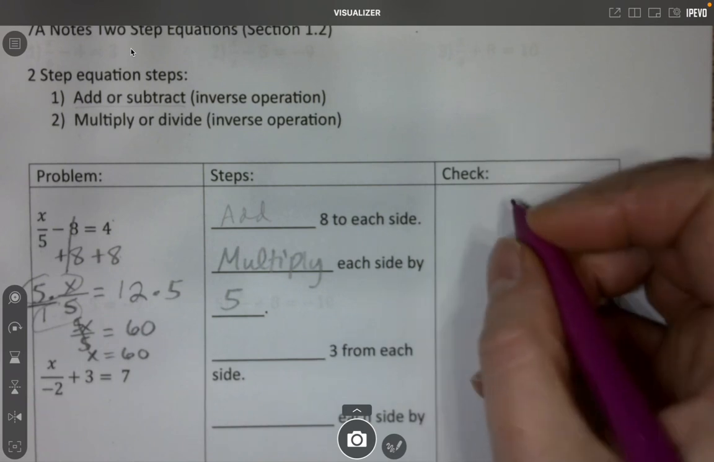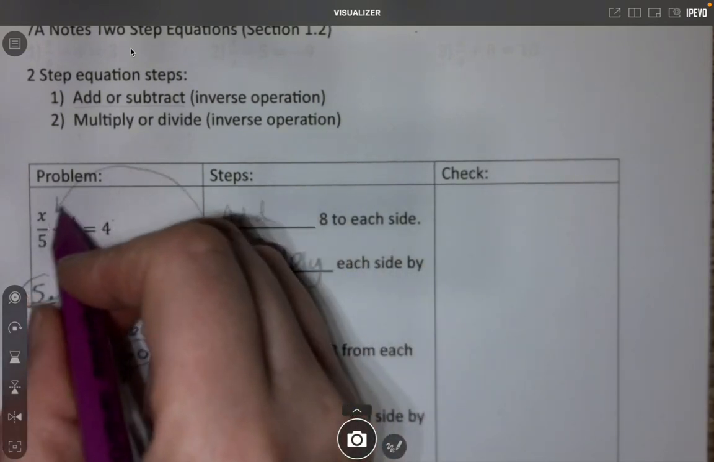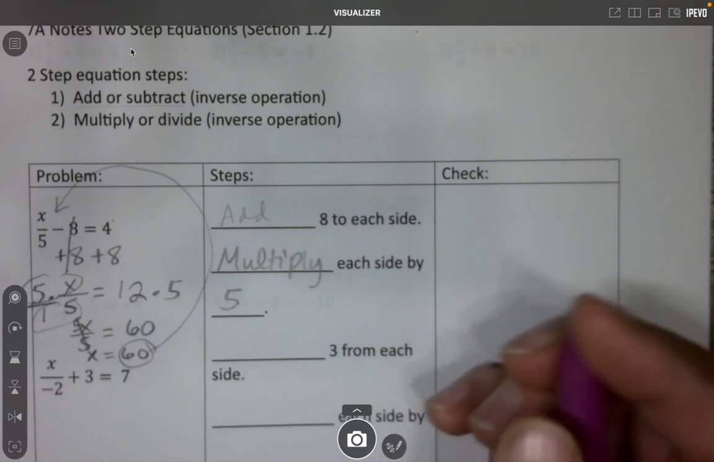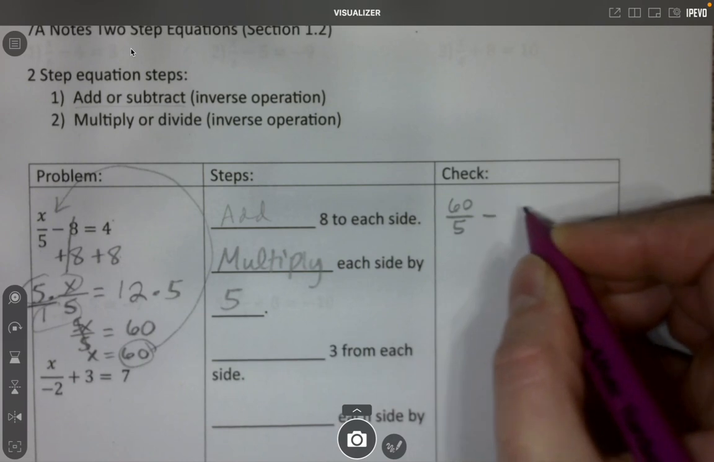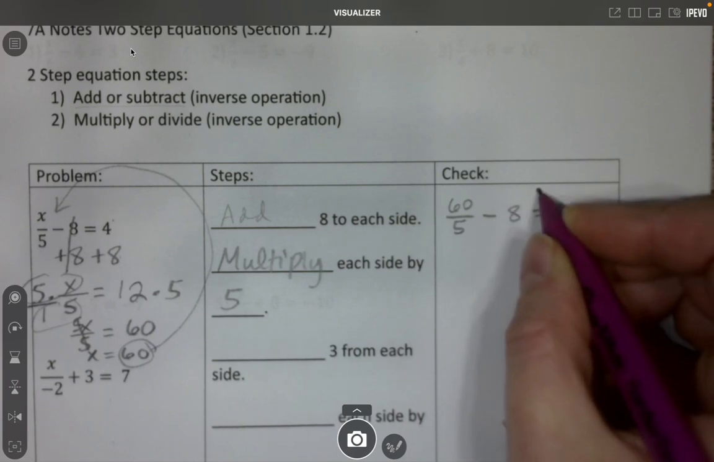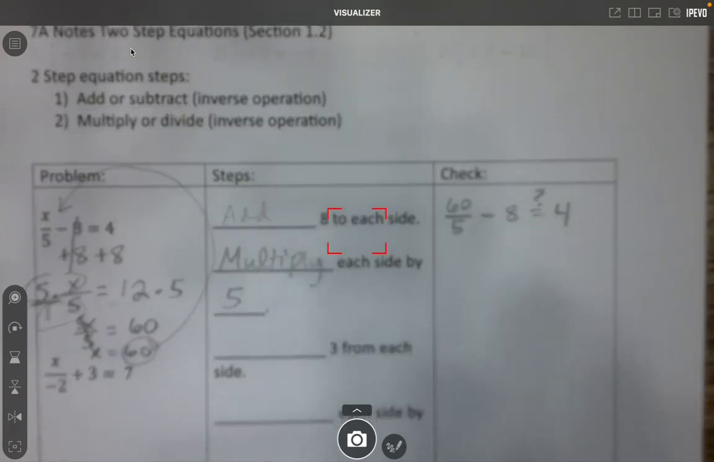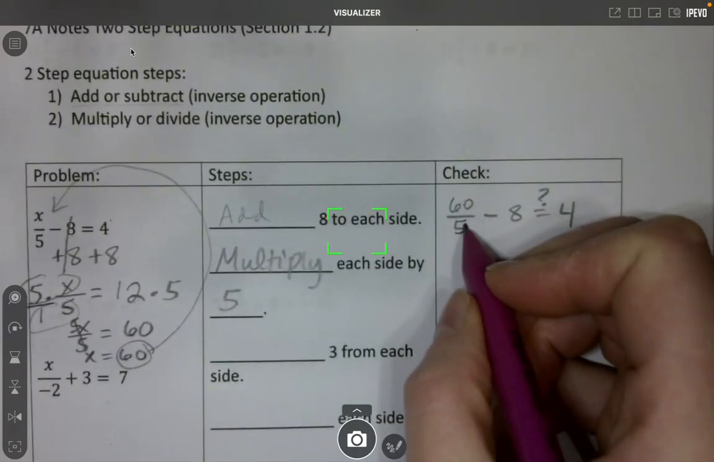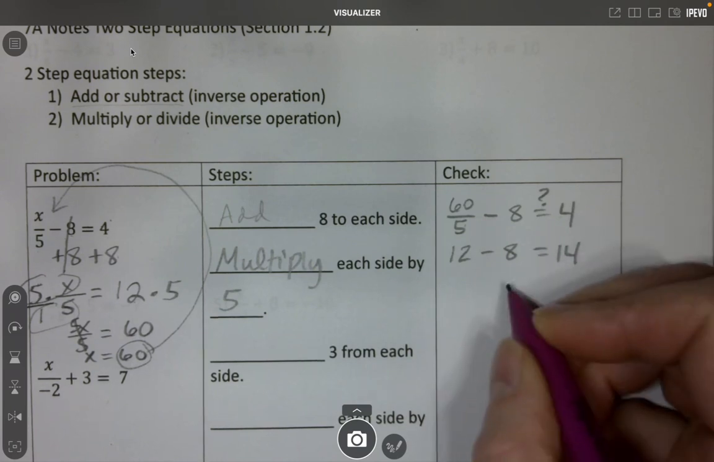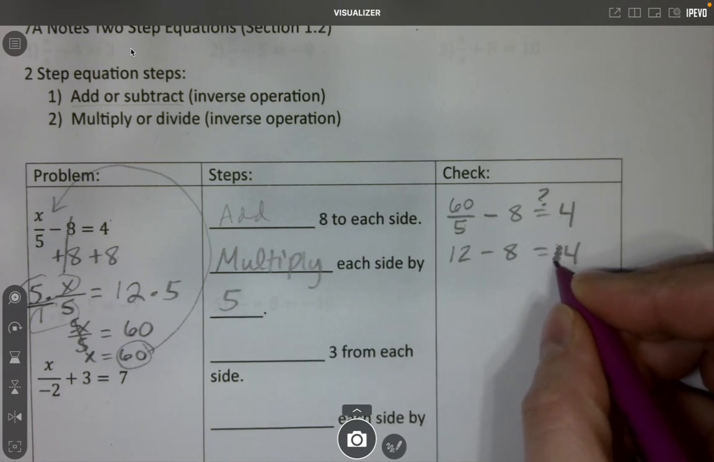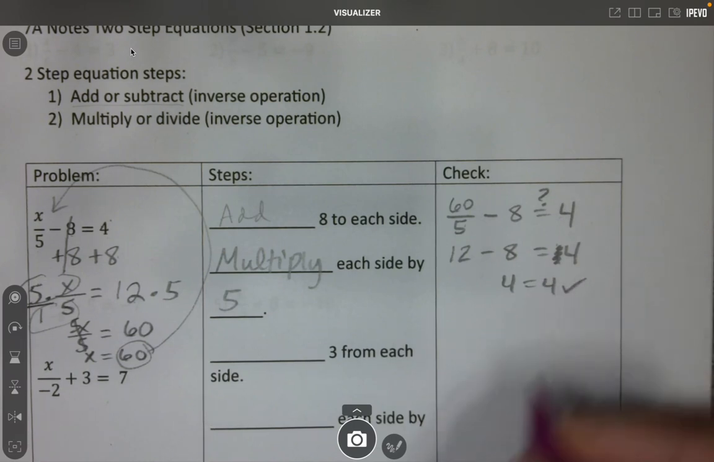To show my answer check, I would take my final answer and put it back into the original problem and show it works. So this is going to be 60 divided by 5 minus 8 equals 4. And I'm checking to make sure that this is correct. So let's see, 60 divided by 5 is 12. 12 minus 8, does that equal 4? And I didn't mean to write 14 there, just 4. 4 equals 4, our answer checks.